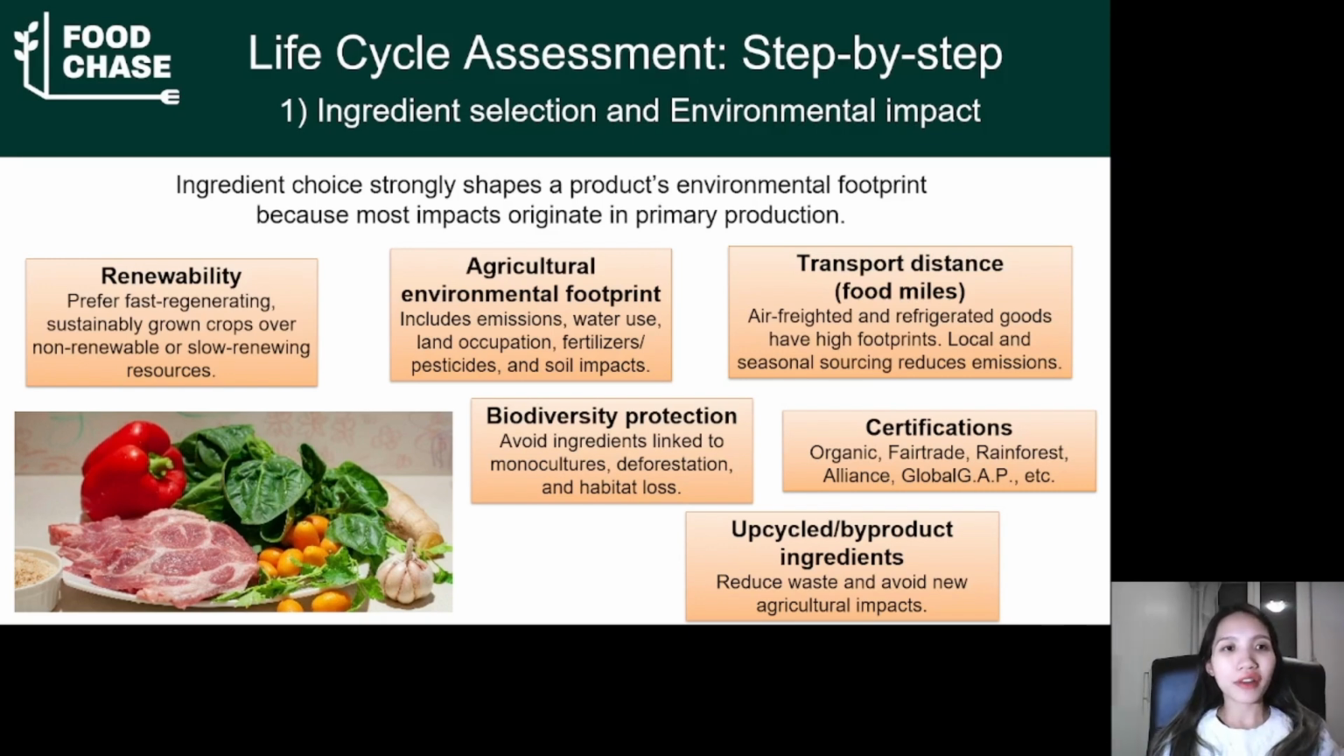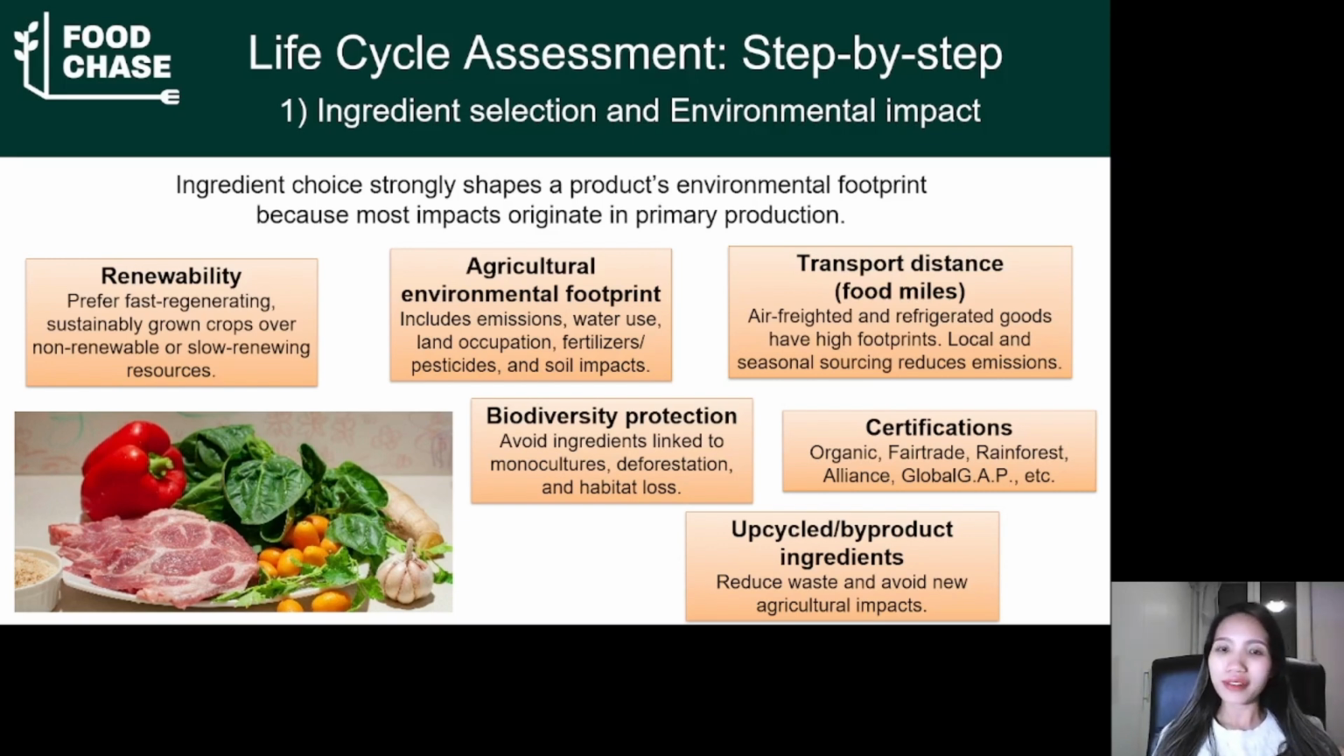Firstly, we consider the renewability. We prefer fast regenerating, sustainably grown crops over non-renewable or slow renewing resources. Then agricultural environmental footprints include emission, water use, land occupation, fertilizer and pesticides, and soil impact. Transport distance or food miles is about air freight and refrigerated goods generally have higher footprints, so local and seasonal sourcing should be preferred to reduce emission.